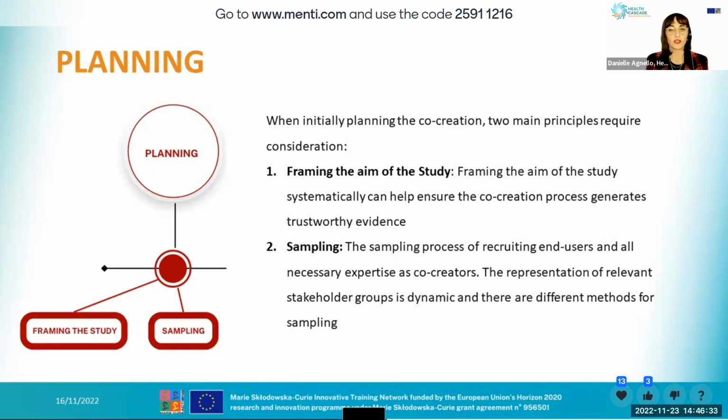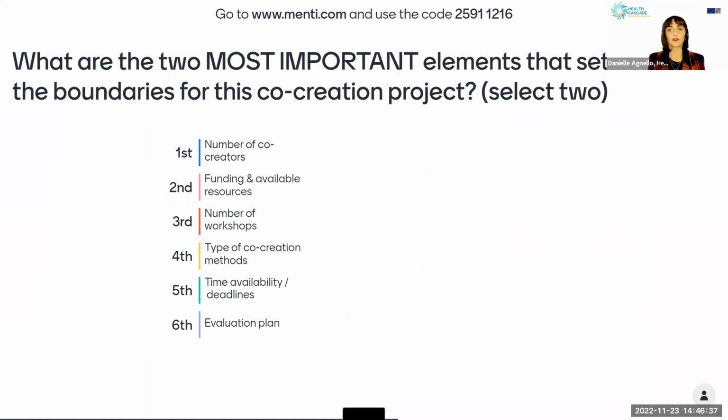So our first question for planning stage. So it's a multiple choice question. You'll see it's a ranking type of question. We want you to select two. And the question is, what are the two most important elements that set the boundaries of this example co-creation project? So this project that Mira spoke about. And we have different options here.